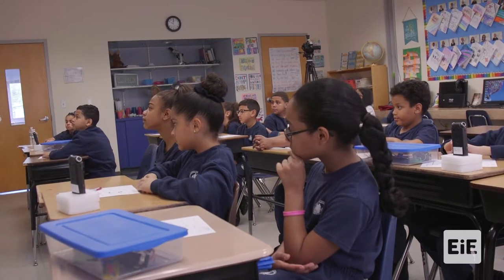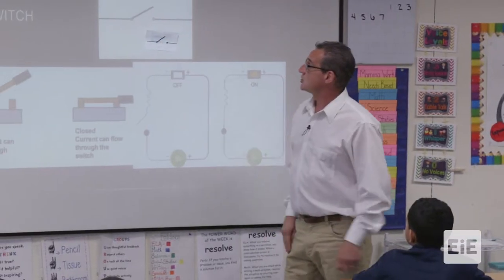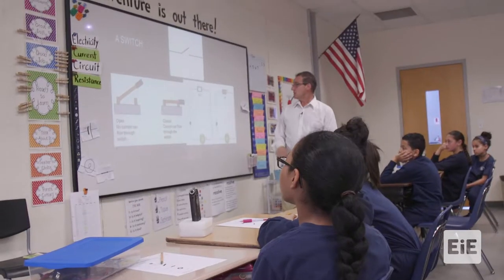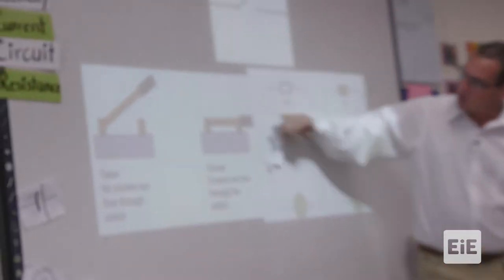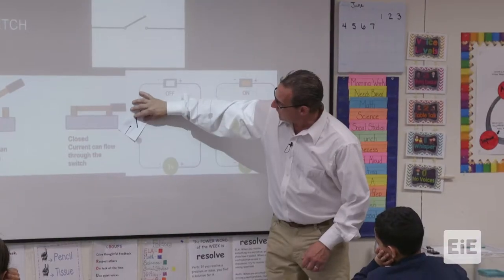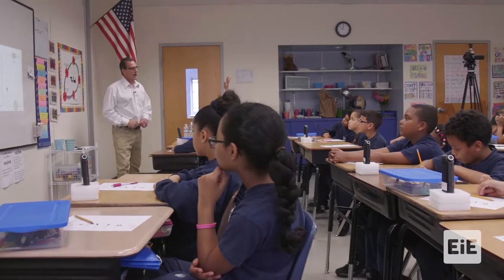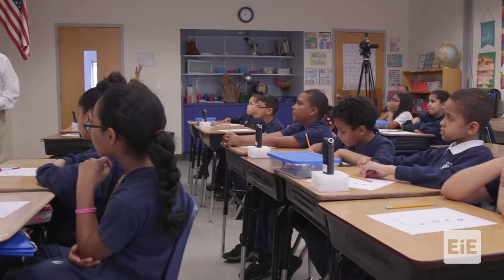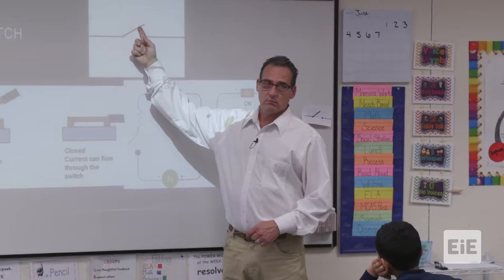We're going to take a look at our new symbol here, the switch, all right? So for your schematic diagram now, the switch looks like that. We have a break in the current. Can anyone hypothesize what would happen if the switch is what we call open?